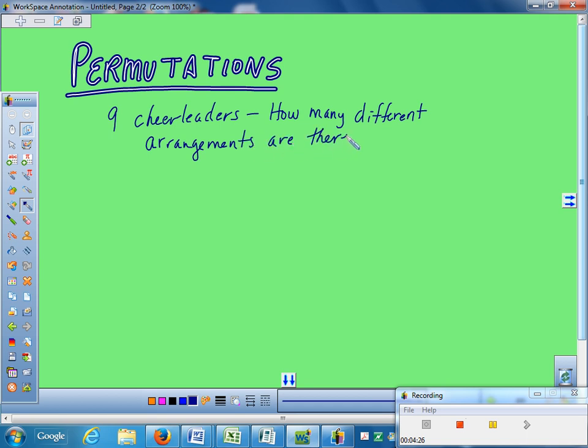Okay. Permutations are ways to arrange things in patterns. Think permutations of a P, patterns. If they ask how many permutations of something, it's how many different patterns are there. So it's the number of arrangements or patterns that can be formed.